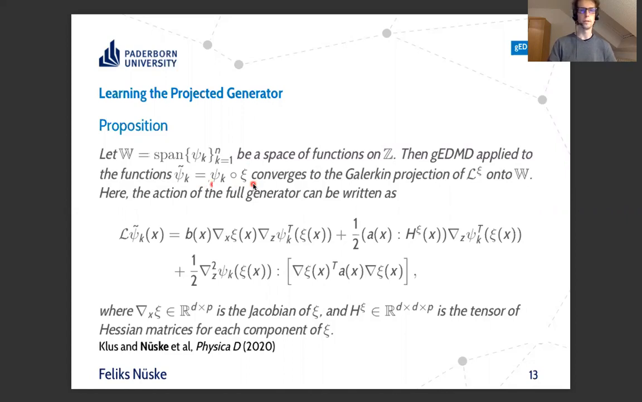And then the key result, which we stated in this proposition, was that if we have data sampling the original process, the original SDE xt, or the original invariant measure mu on high-dimensional state space, and we use this data within the context of gEDMD, and using the basis functions psi k tilde, so these composed basis functions, then the resulting matrix approximation actually converges to a Galerkin projection of the projected generator L xi. And note that if we apply gEDMD, which involves the full generator, to these functions psi k tilde, then we need to apply the chain rule to calculate all the derivatives which are involved. I've just put down these expressions here in the middle of the slide. This looks more complicated than it is, but it is really just application of the chain rule to calculate the action of the full generator onto these composed basis functions psi k tilde.